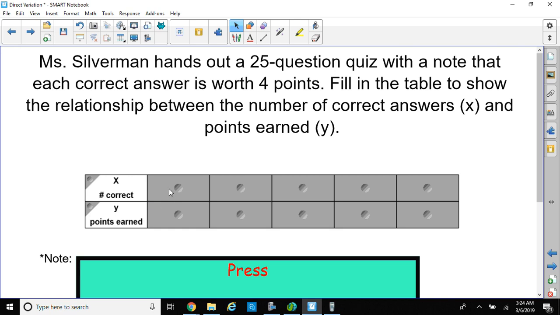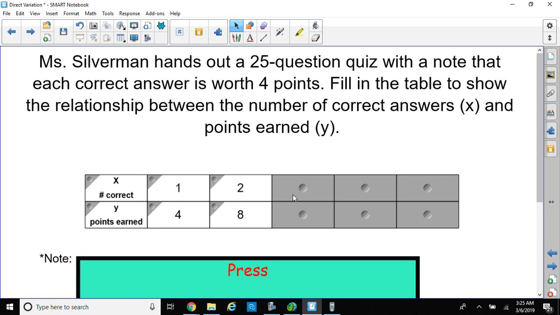So if one question is correct, that means they earn how many points? If you said 4, you're right. Well, what if the person had 2 questions right? How many points do you think they would earn? And if you said 8, you were right. Why? Because 2 times 4 is 8, because one question is worth 4 points. 1 times 4 is 4. 2 times 4 is 8.